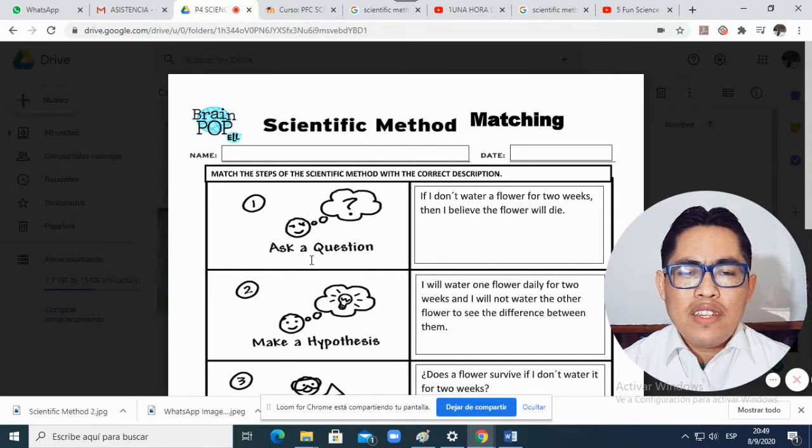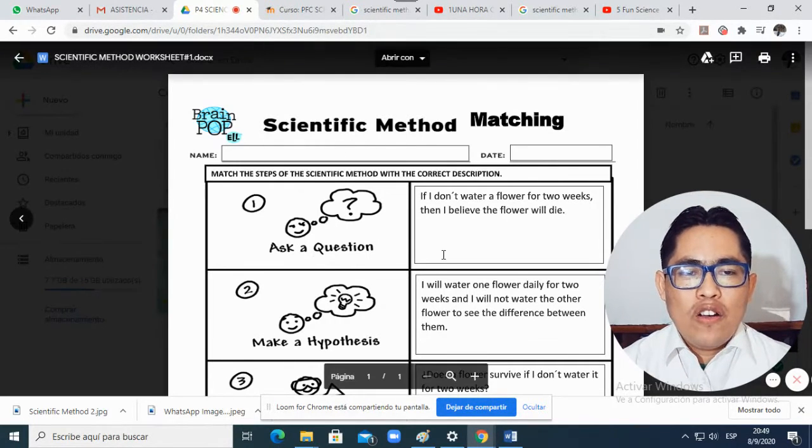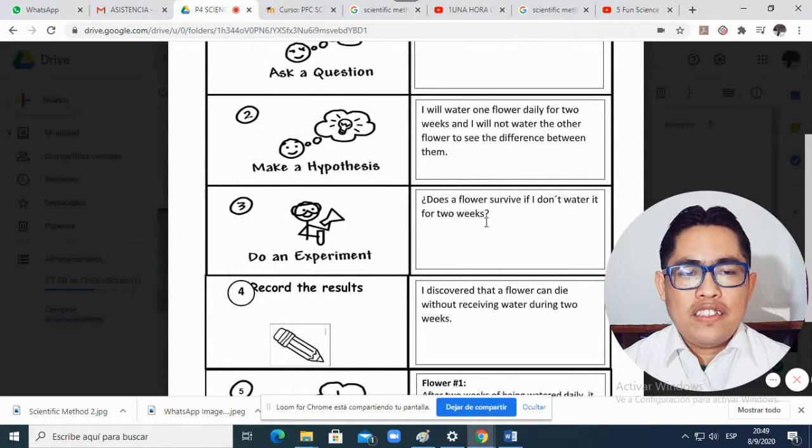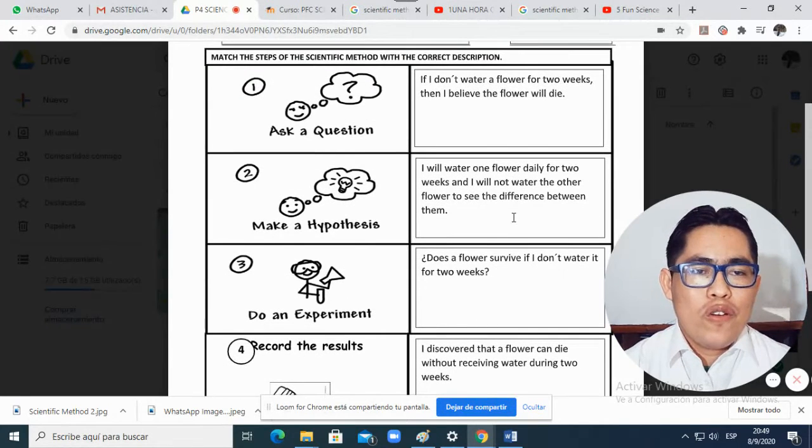So look, ask a question. Which description do you think is asking a question? If we scan very quickly, this one is with a question, right? Does a flower survive if I don't water it for 2 weeks? So here you have it. So that's the question. The only thing you will do is to draw a line from here until here.